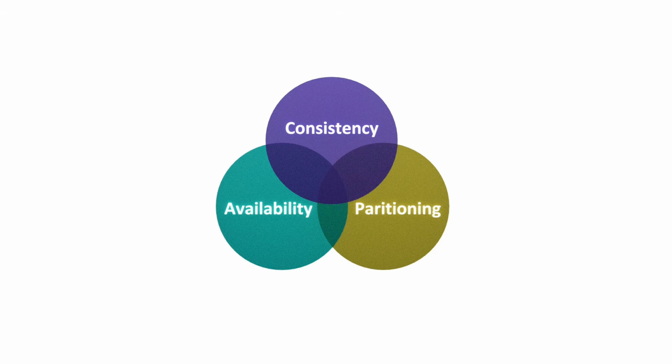Now, according to the CAP theorem, not all systems or databases can achieve all these three. Consistency means every read will get the latest data. And availability says every read will get data, but it might not be the latest, because we are using eventual consistency here.